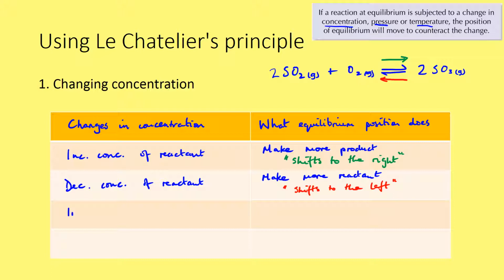So that's two of our changes in concentration we could possibly do. We could also increase the concentration of a product. In this case, we've just got one product, sulfur trioxide. If you added some sulfur trioxide somehow to our closed system, then our equilibrium position would alter in order to counteract that change. So if we've added a product, the equilibrium position is going to make more reactant.